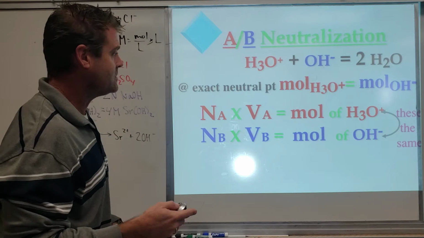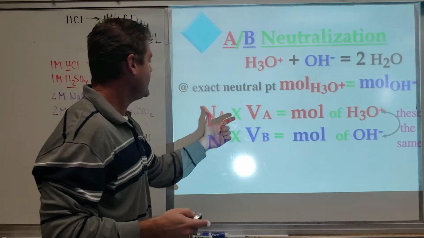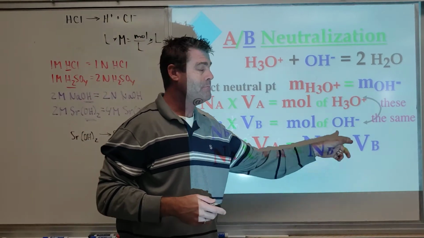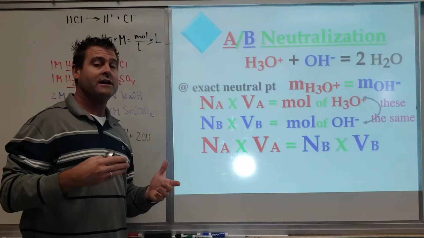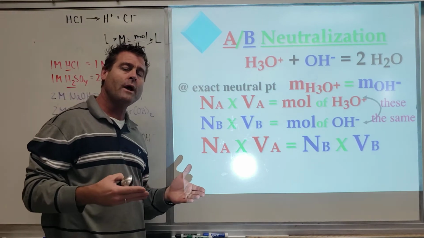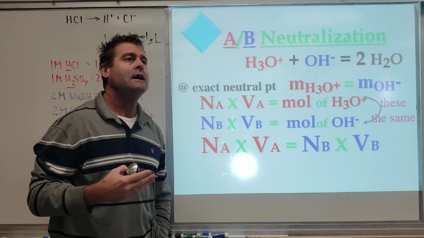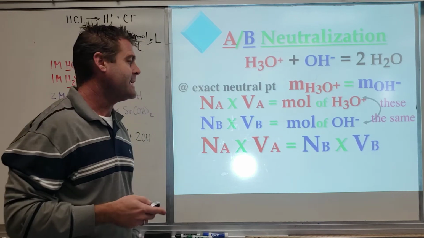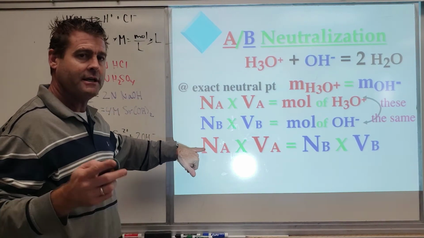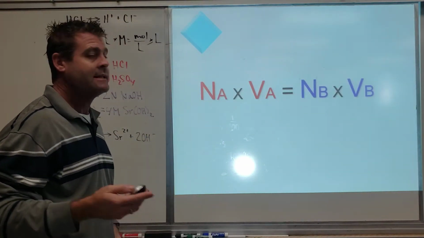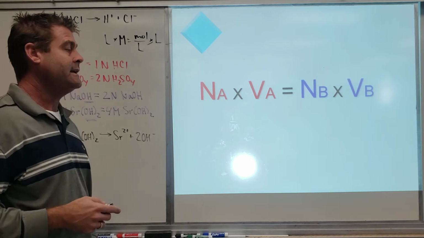And then we end up, so these are the same, and then we end up with this equation. Na times Va is equal to Nb times Vb. This is called the normality equation. This is the equation that you would use when working with a problem in which you are neutralizing an acid with a base or a base with an acid. So you guys write this down in your notes. It's very important. Na times Va is equal to Nb times Vb. That is our normality equation.